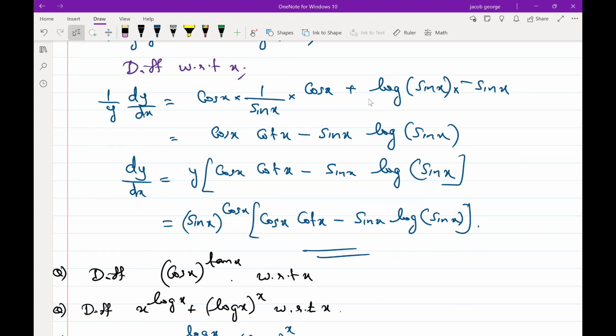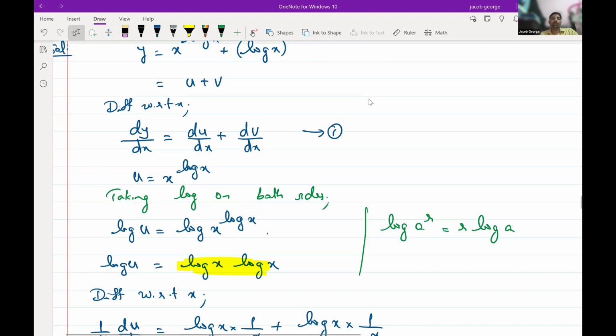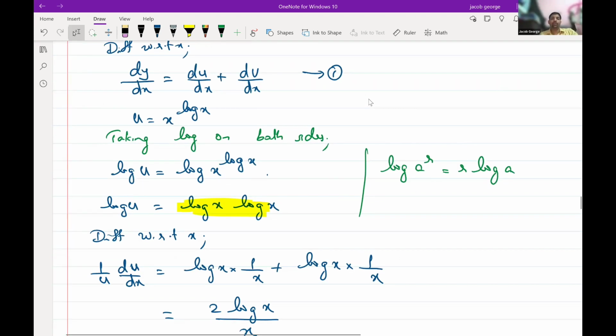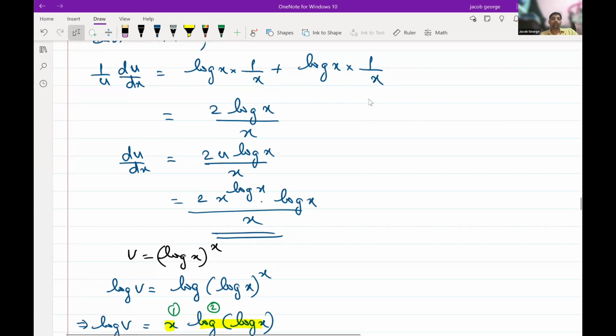Yes, sir. This type of combined question can be asked, like x raised to log x plus log x raised to x. For that we have to write y is equal to u plus v. Then differentiate with respect to x. dy by dx is du by dx plus dv by dx. So we take the first one as u is equal to x raised to log x. The same way, taking log on both sides, we find du by dx. Then the second one is v, and from there we find dv by dx.